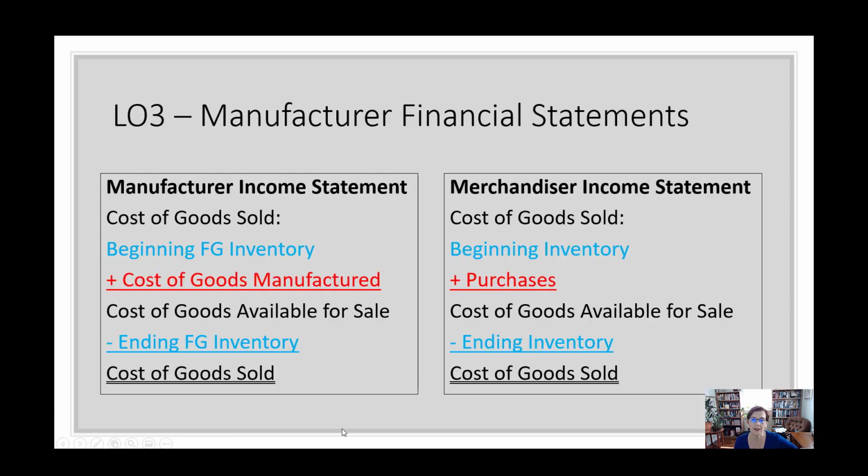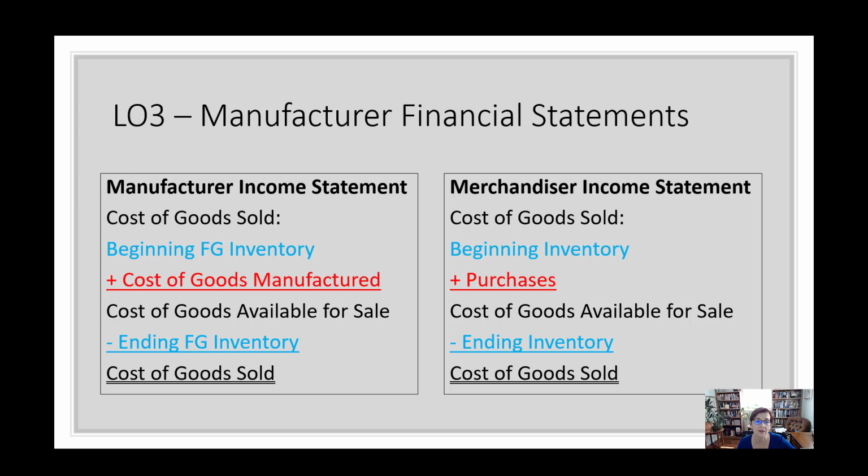Now the income statement, remember this is what you've seen before, the merchandiser income statement. And remember your cost of goods sold was beginning inventory plus the total cost of purchases, which includes freight in, minus your discounts and returns and all that. The total cost of purchases, beginning inventory plus purchases gives you cost of goods available for sale, minus the ending inventory gives you cost of goods sold.